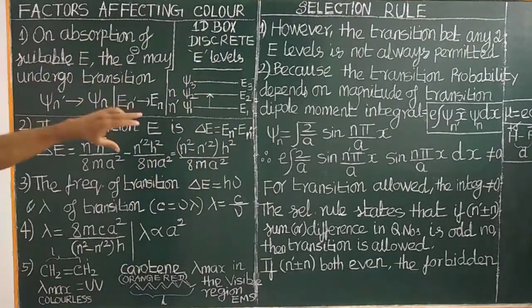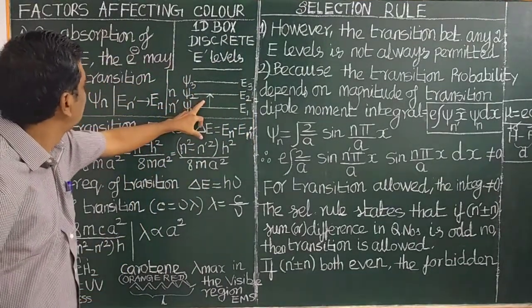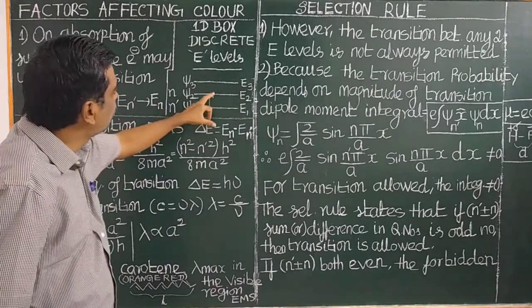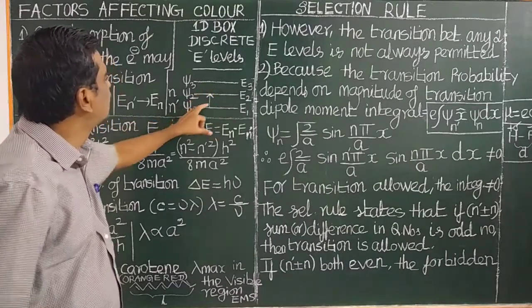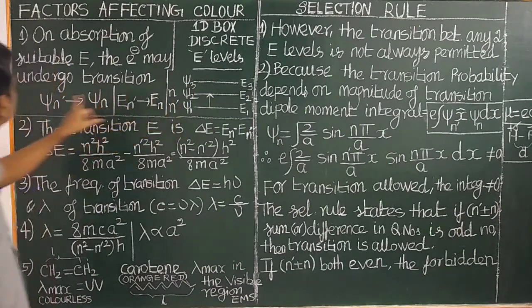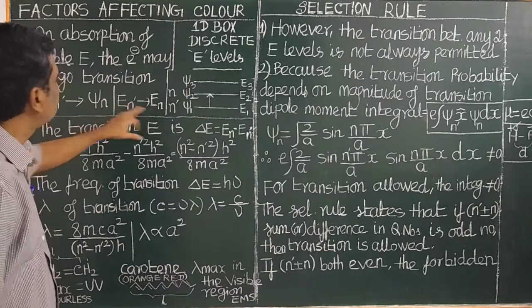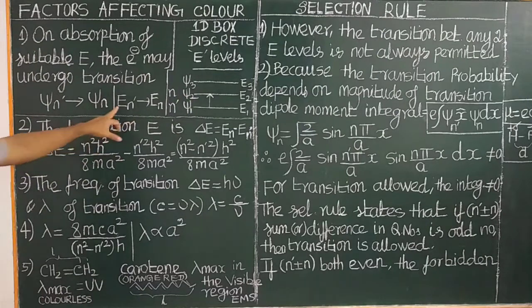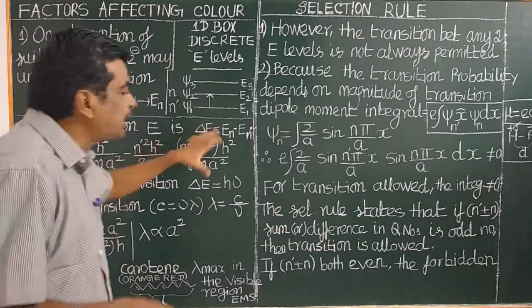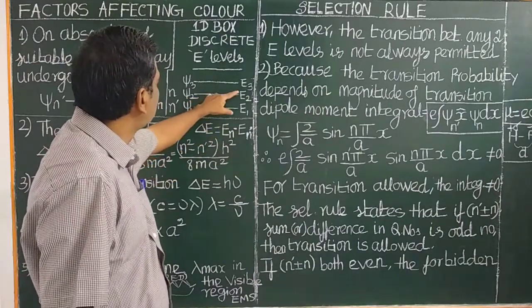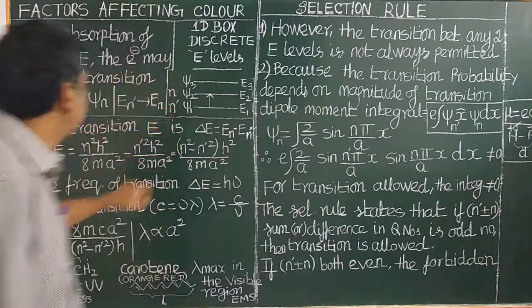Now, on absorption of suitable light or energy of a photon, the electron may undergo a transition from a lower level to a higher level. Let us consider the transition psi n prime to psi n. n prime is the ground state, n is the excited state, En prime to En. The transition energy is obtained by using the Bohr relationship, delta E equal to E2 minus E1, that is En minus En prime.